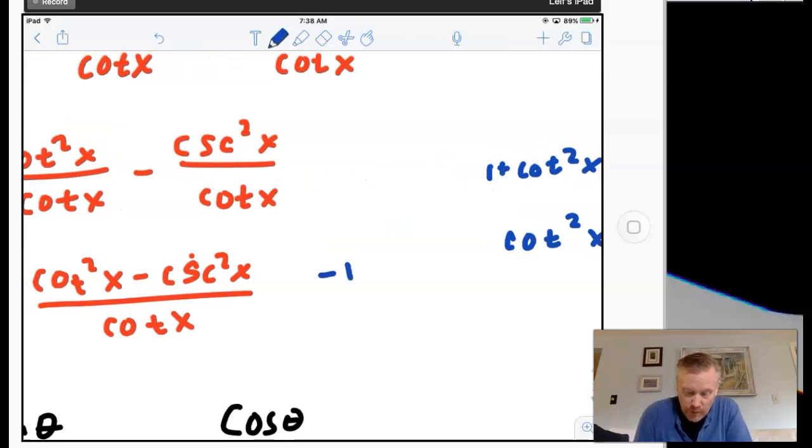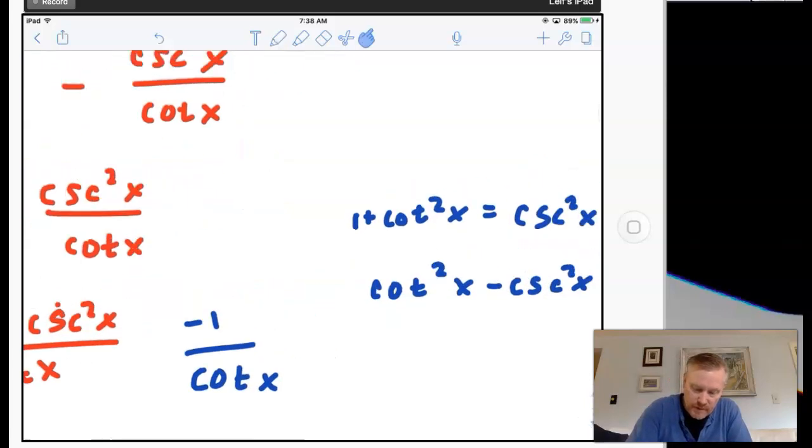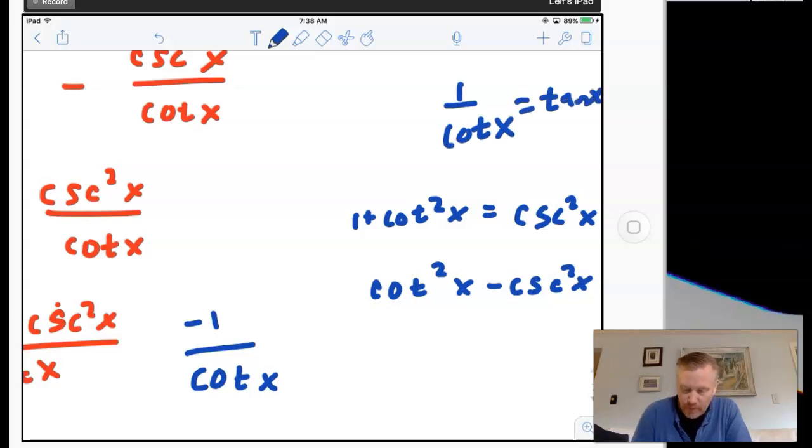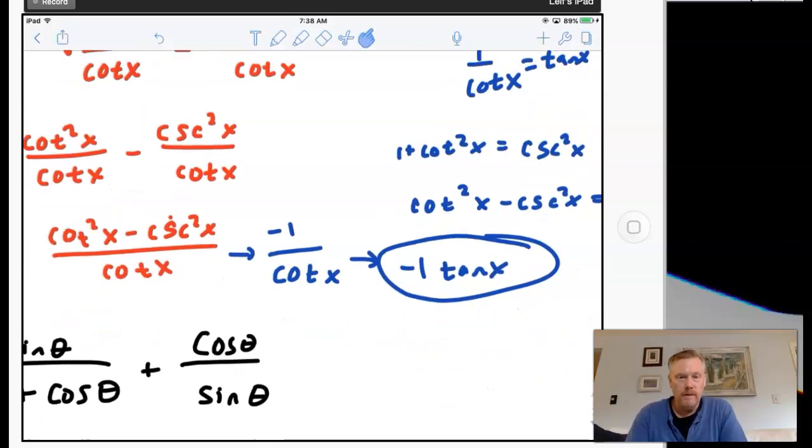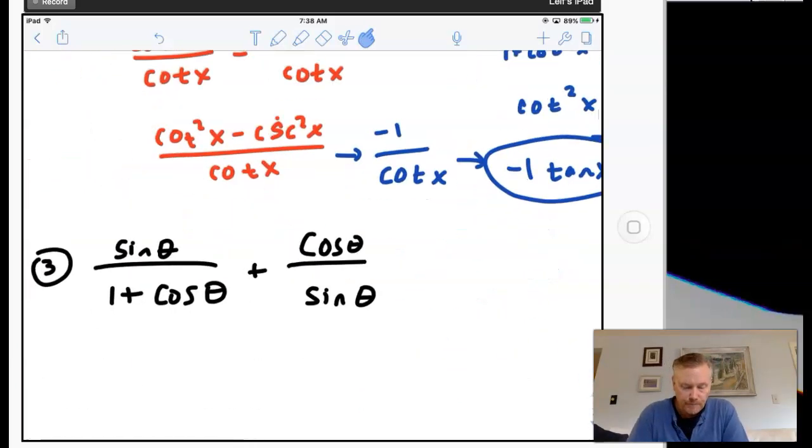So I get negative 1 over cotangent of x. And that's a dandy answer. Remember, 1 over cotangent is the same as tangent. So a better answer would be negative 1 times the tangent of x, or negative tangent x. Okay? And that would be my answer.